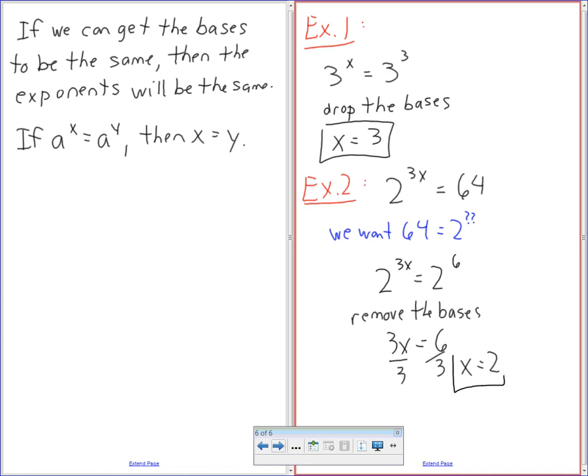Okay, I'm going to give you a minute to try one of these on your own right now. Are there any questions on what we're doing here? The idea is to get the bases to be the same. The difficult part is going to be in a few examples when it's not easy to make the bases the same. Kylie, you're good?